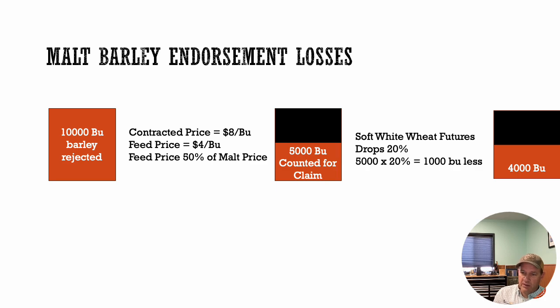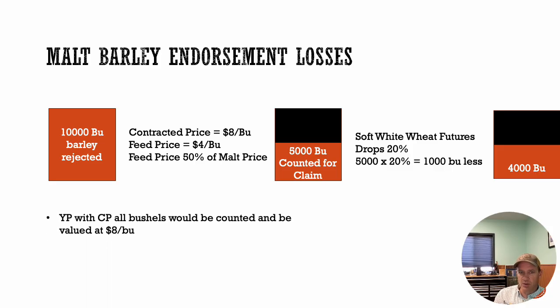So if any of you have malt quality issues, we need to get those samples submitted ASAP because we only get 60 days from harvest to get those samples pulled. If you were in yield protection with contract pricing, if that's how they applied your barley contract, all the bushels would be counted and the grain would be valued at $8 a bushel still. So you wouldn't get the revenue drop or the quality adjustment part.